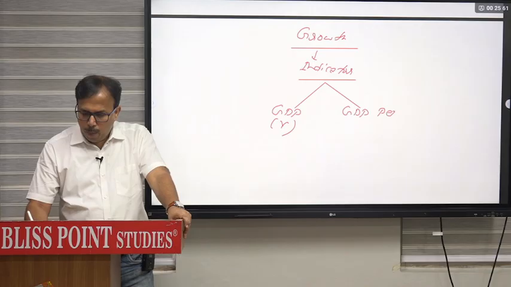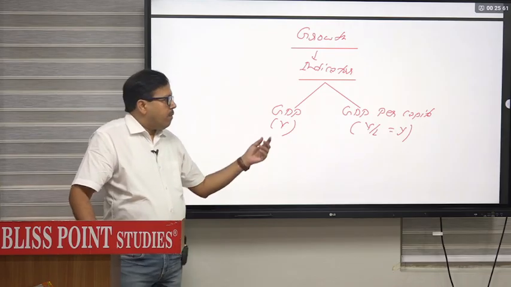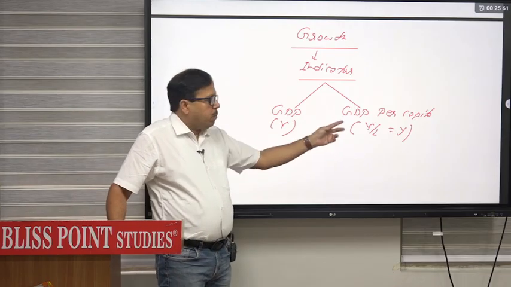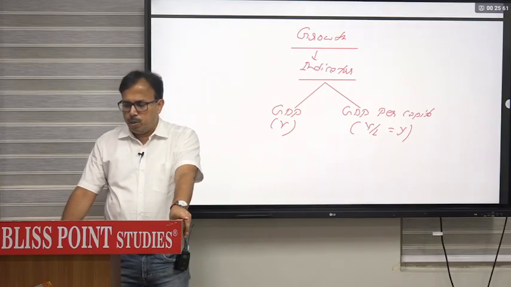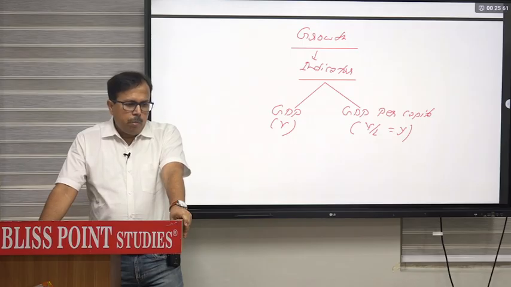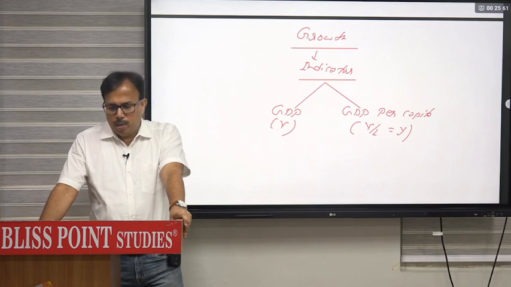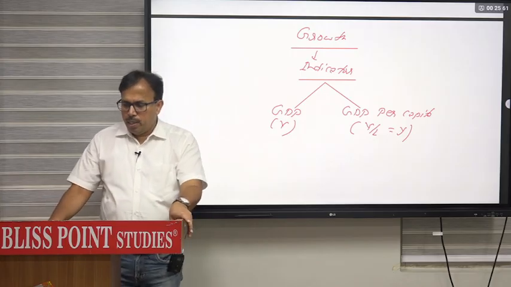GDP per capita. You can write it as Y by L and denote it by small y. Whenever you write capital Y, it is GDP; small y is GDP per capita, or GDP per labor you can also say. So the better indicator of growth is basically growth of GDP per capita. One is GDP and the other is GDP per capita.